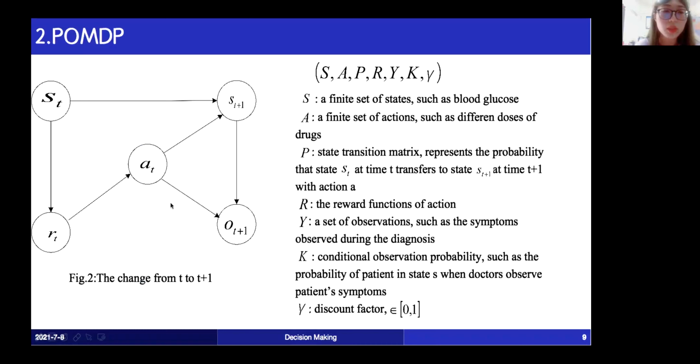The left figure describes changes from time t to time t plus 1. At time t, the agent state is st, and it can obtain reward rt when taking action at, and at time t plus 1, the state becomes st plus 1, and the observation which can be observed is ot plus 1.